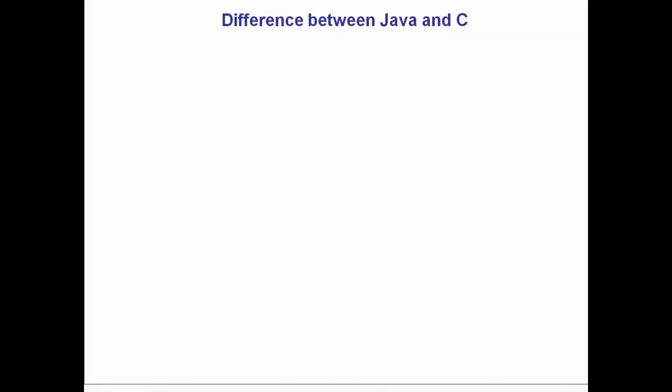Java was modeled after C and C++ languages, even though it differs from C and C++ in many ways. Java does not incorporate a number of features available in C and C++. So let's see the difference between Java and C.